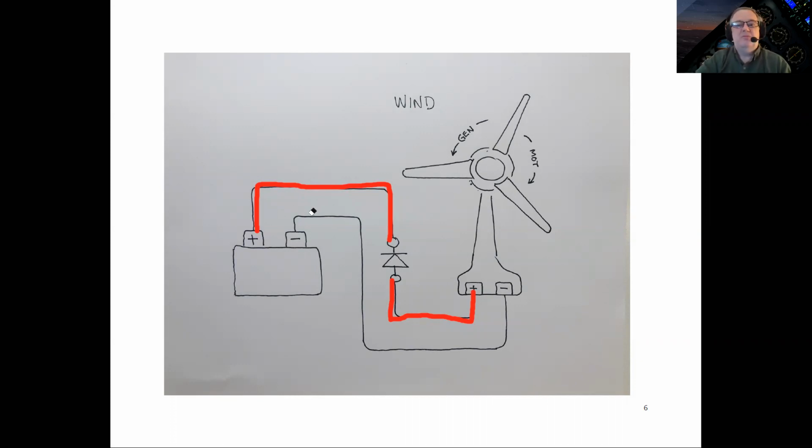So very, very important in these two alternate energy applications: solar panels and wind turbines. Okay, the diodes are typically connected in the positive line, and they are forward biased from the source and reverse biased to the storage medium.